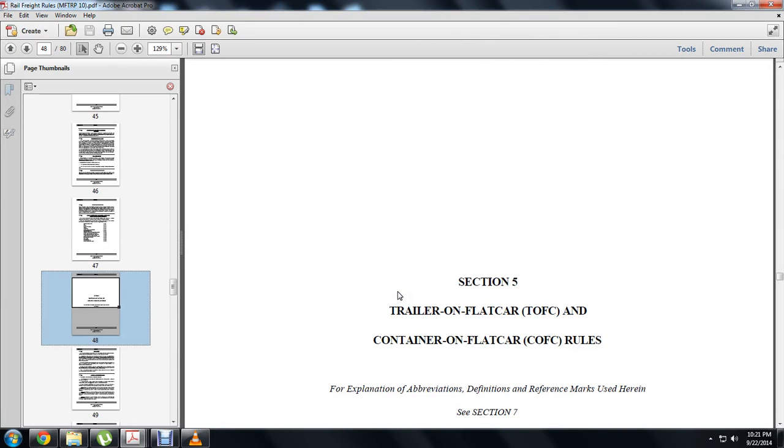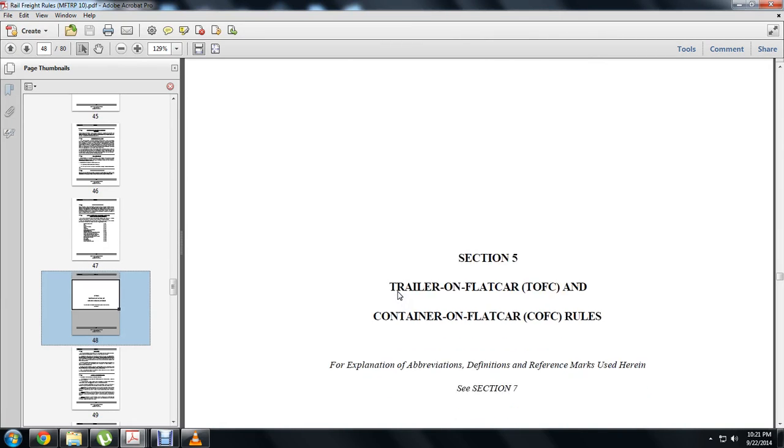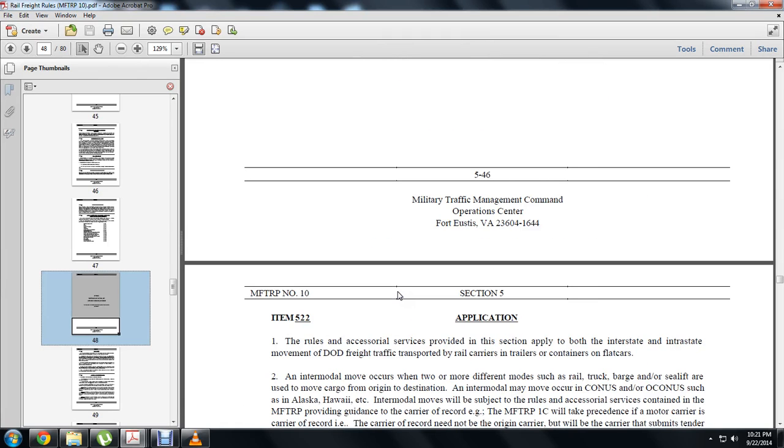Section 5, Trailer on Flat Car (TOFC) and Container on Flat Car (COFC) Rules. The rules of several services provided in this section apply to both interstate and intrastate movements of DoD freight transported by rail carriers in trailers and containers on flat cars.